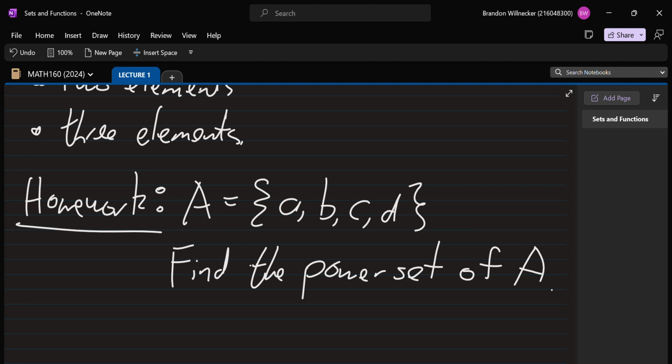Please make sure you are familiar with those sets we looked at the beginning: natural numbers, integers, real numbers, rational, irrational. I didn't put irrational as an example, but everyone knows irrational numbers are real numbers that aren't rational. Irrational, not rational.